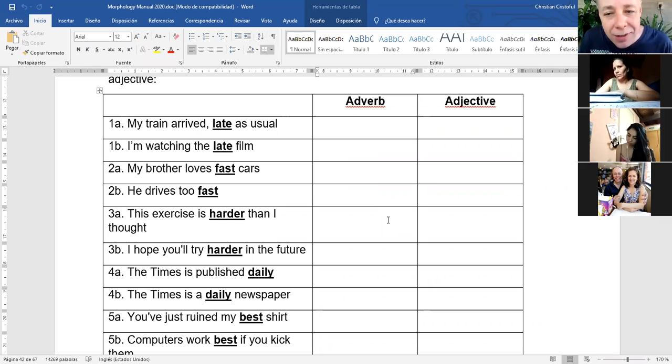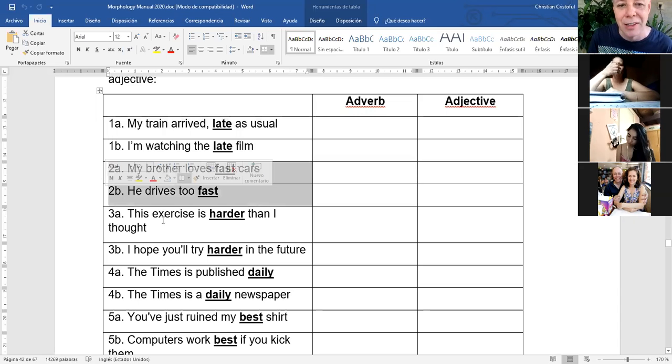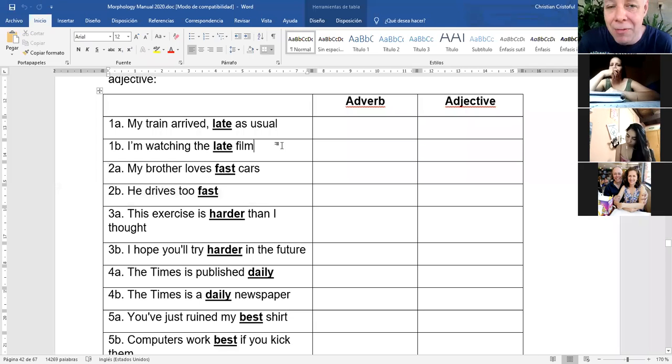Okay, in this kind of exercise, you have two sentences using the same word. Late, late. In number 2, you have fast, fast. In number 3, harder, harder, etc. And this exercise precisely helps you to distinguish between adjective and adverb. For example, in number 1, it says, my train arrived late as usual.